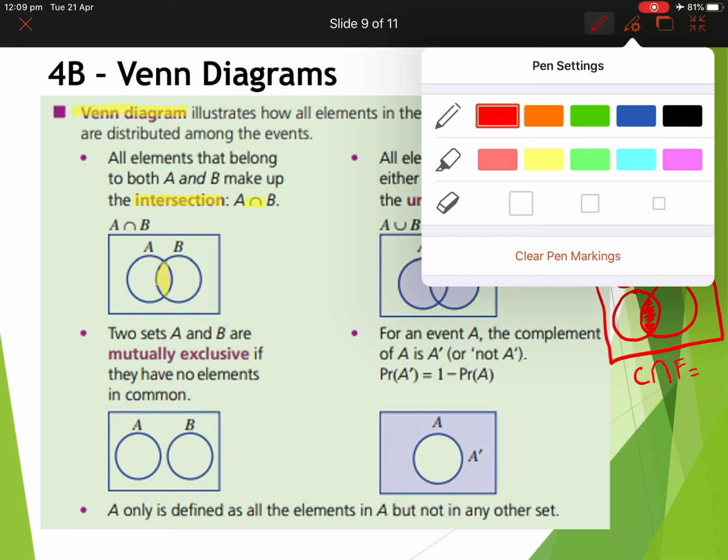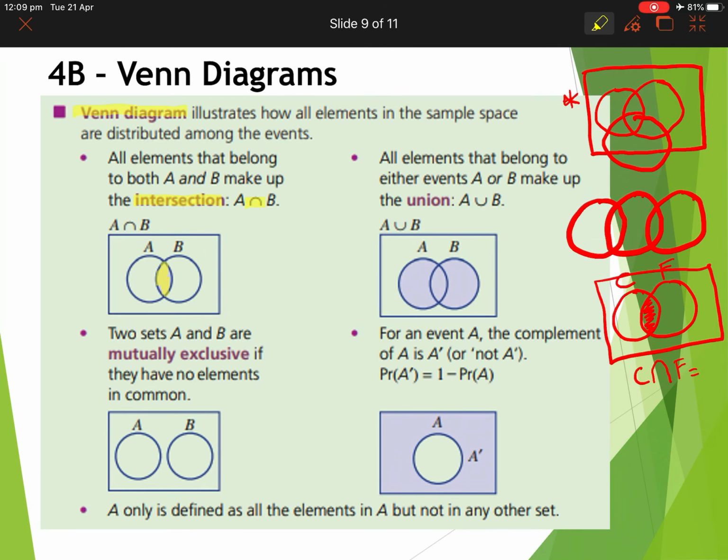Moving on, next one. We've got union, and we use a U to denote it. It's the upside down one of intersection. It's very important not to get these confused. Union means all elements that belong to either events A or B make up the union. If you think of everything A only, B only, and the intersection, everything that's inside them is what we call a union.